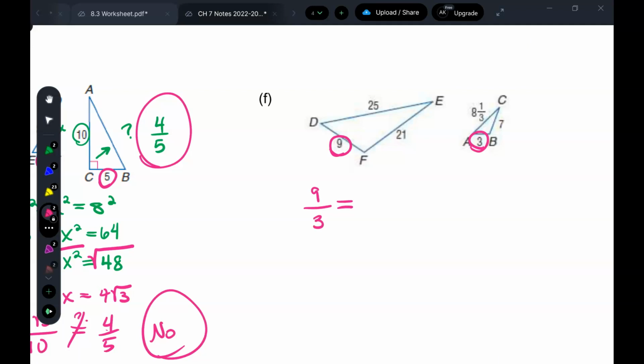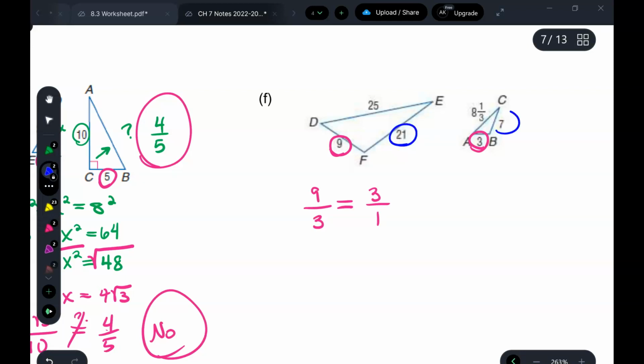Okay, 9 over 3. It equals 25 over 8 and 1/3. Oh, it's the same thing. How did you get 9 equals 9? Yeah, it's 1 to 1.